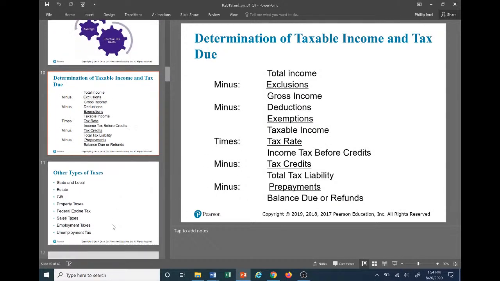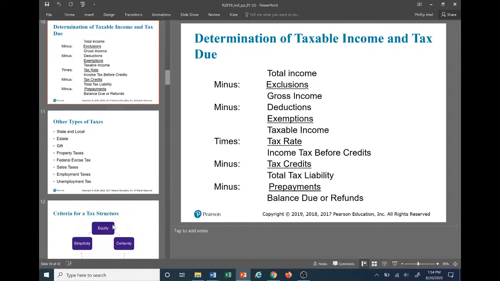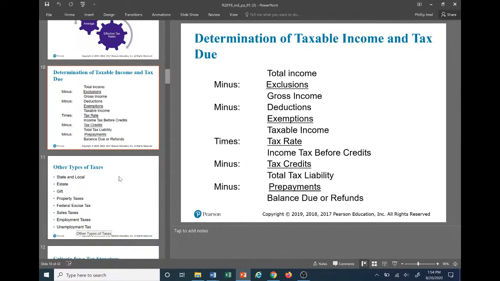Okay, next, this is going to be a really important slide. This is going to be extremely important because in essence, this is the formula that we're going to be using throughout the semester. This is how you determine the balance due or how much you're going to be refunded, ultimately what your tax liability is. So once again, this is the formula to determine the amount of taxable income or tax due.